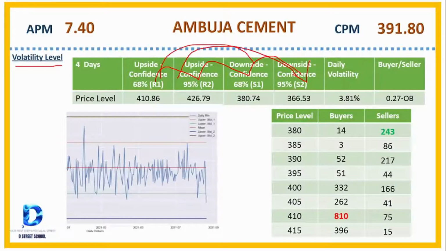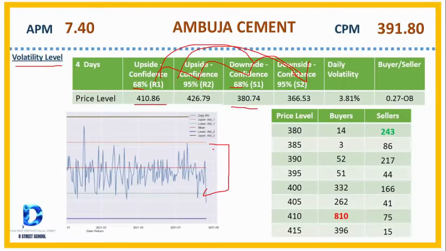So as I said before, we are not going to discuss any mathematical concept, but I will tell you how you can go and understand this data. So these are the levels. You can see the 68% I have mentioned here, which means I can tell you confidently 68% Ambuja Cement will trade within this range, which means from 380 to 410.